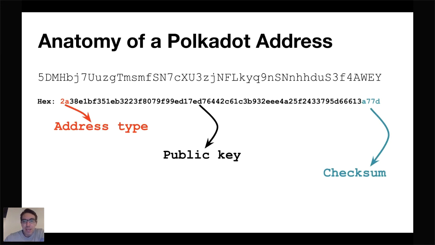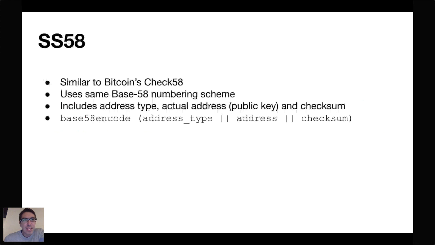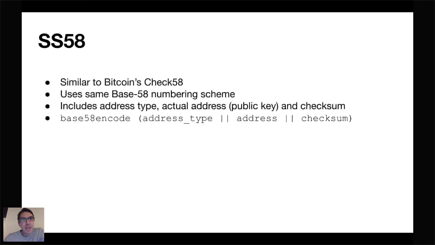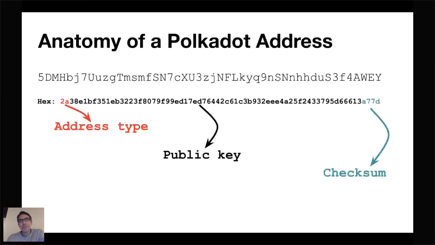You'll notice that public key, if we go back 2 screens, is the same as the public key from when we generated with subkey. So that 0x38E1BF, and we see here 38E1BF. So if you're ever curious what happens when you take apart a Polkadot address, there it is.